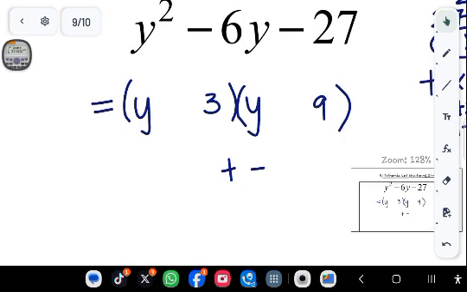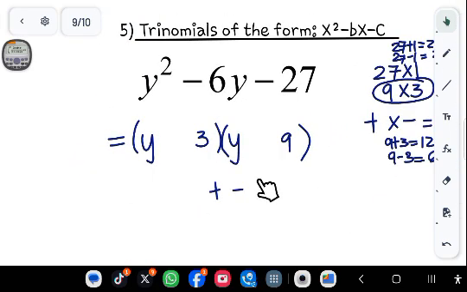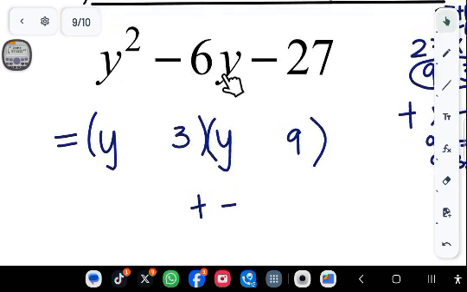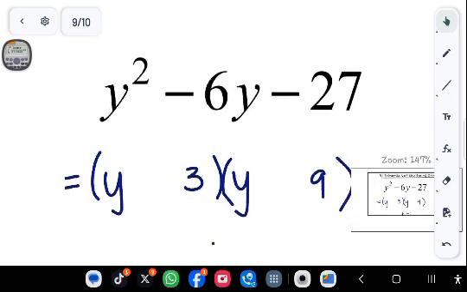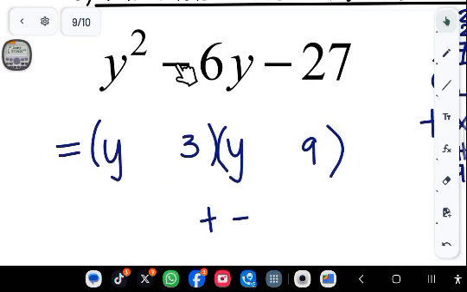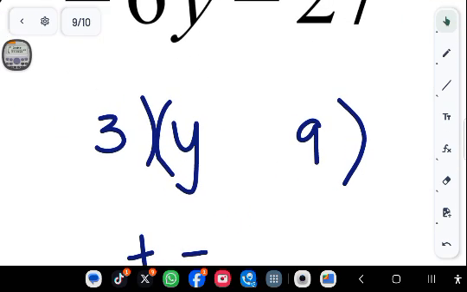Now question is, where do we put the plus and where do we put the minus? To make that decision, we look at what sign we have in the middle term. If the sign in the middle is negative, then we put the negative in front of the bigger term. There we go.